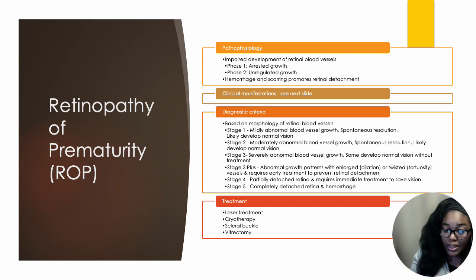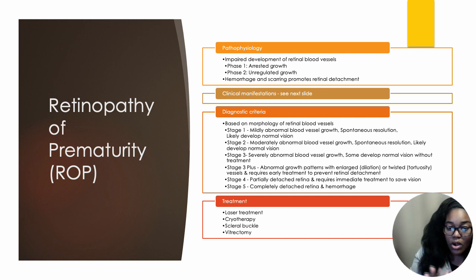You have stage 3+, and you have abnormal growth patterns. Sometimes they are enlarged, or they are contorted, or you have tortuosity with your vessels, and it requires early treatment to help prevent that retinal detachment. As far as stage four, you have partially detached retina, and it requires immediate treatment to save your vision. And then stage five is where you are completely detached and the retina comes off and you have hemorrhaging in the eyes. As far as treatment, you have laser treatment, cryotherapy, scleral buckle, and you have vitrectomy.